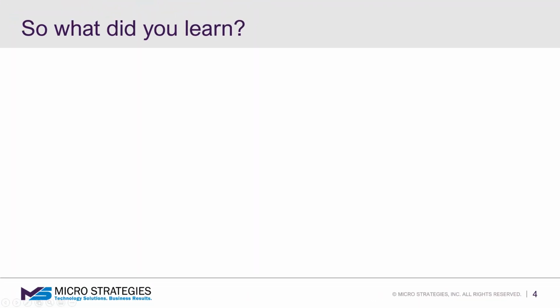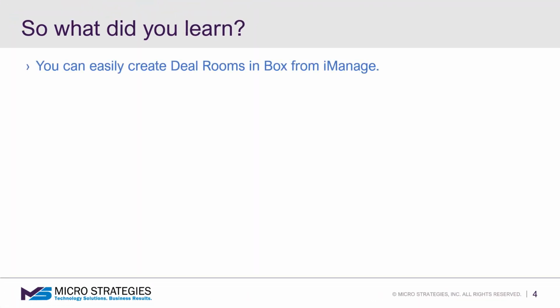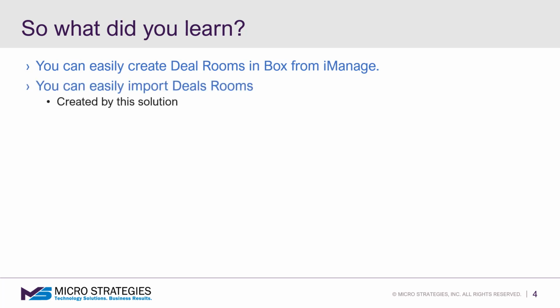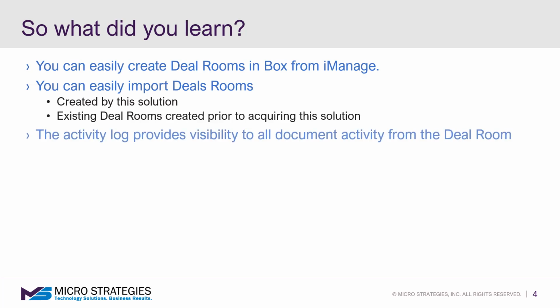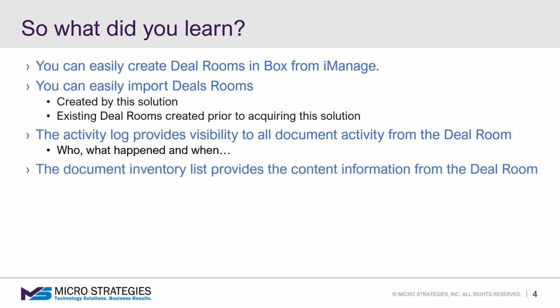So what did you learn? Well, you learned you can easily create deal rooms in Box from iManage. You can easily import deal rooms, either those created by this solution or existing deal rooms created prior to acquiring this solution. The activity log provides visibility to all document activity from the deal room, who, what happened, and of course, when it happened. The document inventory list provides the content information from the deal room, what objects or documents, where they were, folder, and of course, the creator.